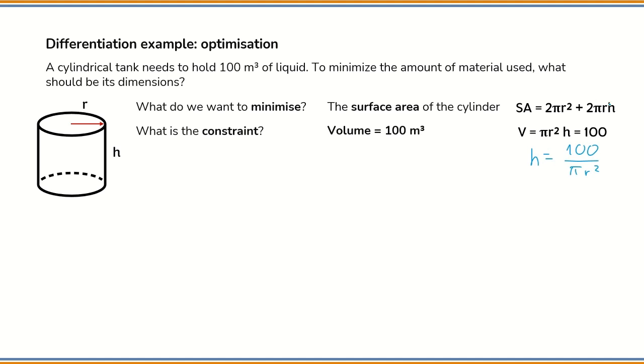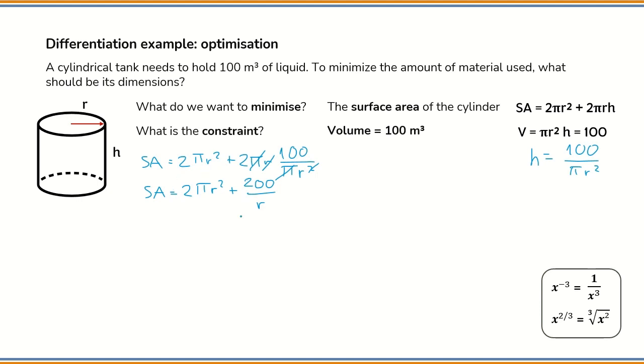And now I can substitute h in this formula. So the surface area is 2 pi r squared plus 2 pi r times h, which is 100 over pi r squared. This pi and this pi are cancelled. This r squared is cancelled with this r. So the surface area is 2 pi r squared plus 200 divided by r.